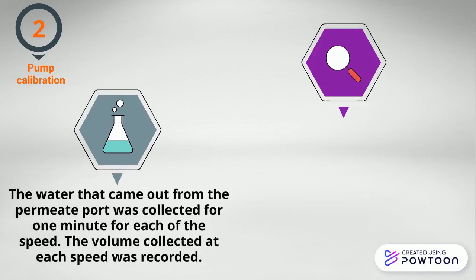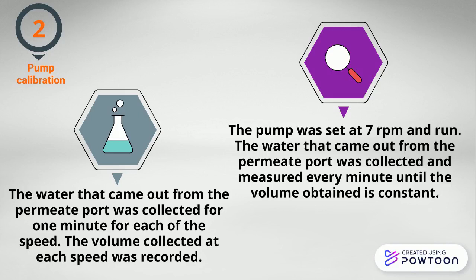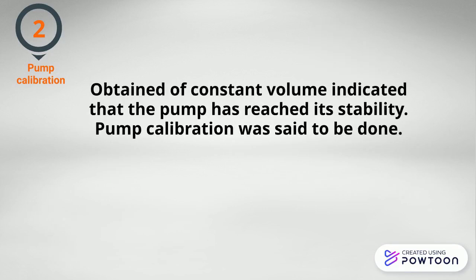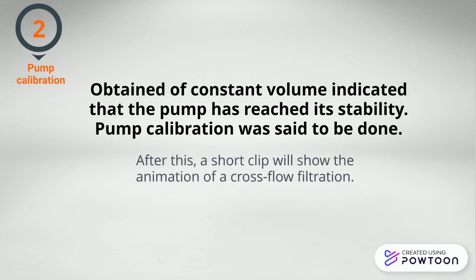The water that came out from the permeate pot was collected for 1 minute for each of the speeds. The volume collected at each speed was recorded. The pump was set at 7 RPM and run. The water that came out from the permeate pot was collected and measured every minute until the volume obtained was constant. Obtaining a constant volume indicated that the pump had reached its stability. Pump calibration was said to be done.